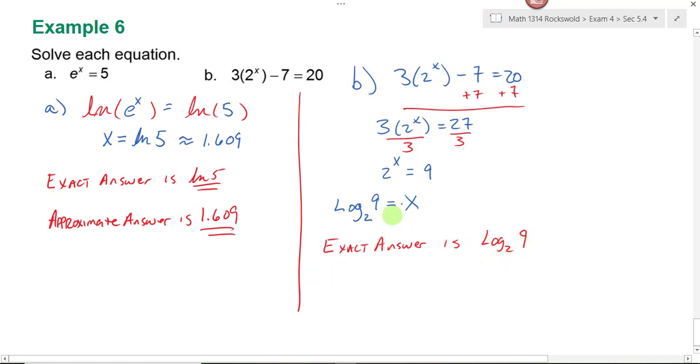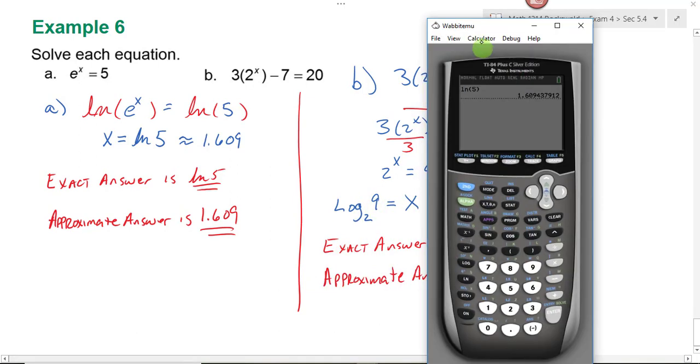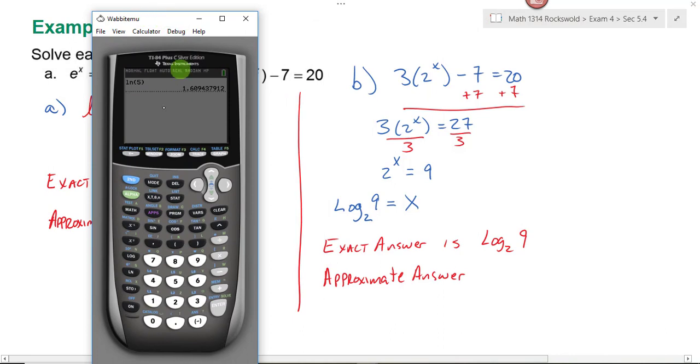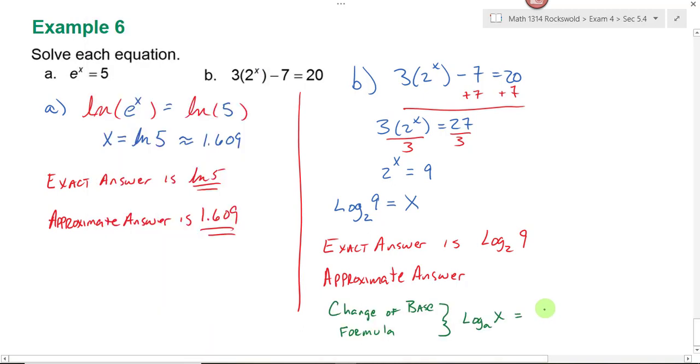Is it possible to get a decimal approximation for this though? Well, I'm pretty sure we can't do it without the calculator, but when I look at my calculator, I don't see a log base 2 button here. Well, in order to use your calculator, we use something that's called the change of base formula. The change of base formula basically says that if you have a log base a of x, you could rewrite that as the natural log of x divided by the natural log of a, or the common log of x divided by the common log of a.